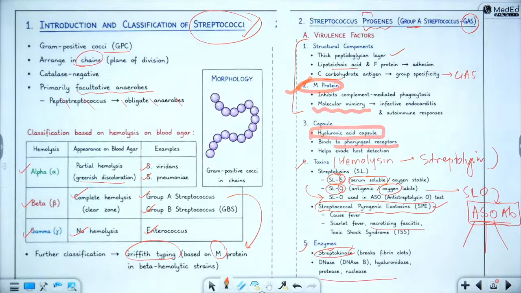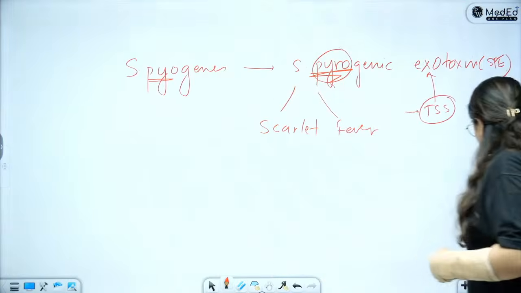Toxic shock syndrome is present in complement mechanism. I don't understand your question, Mitul. Yes, you're welcome, Shreyas. Chalo.